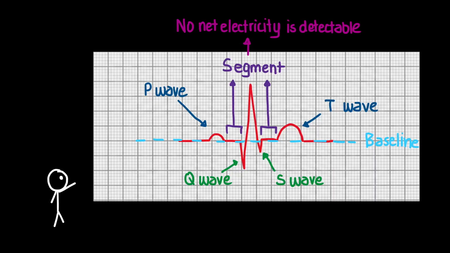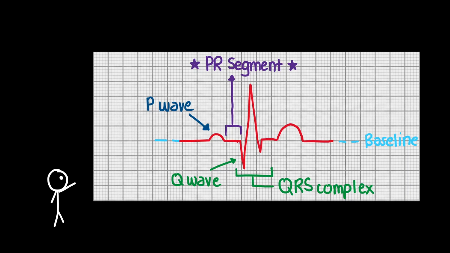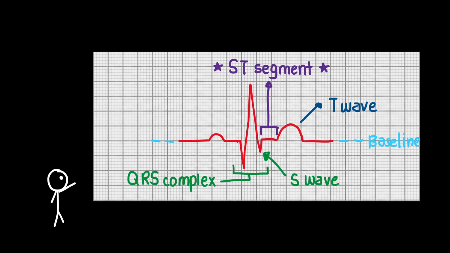There are 2 main segments in a standard ECG. The PR segment, which is a flat stretch between the P wave and the Q wave of the QRS complex. And the second segment we have is the ST segment, which is a flat stretch between the S wave of the QRS complex and the T wave.